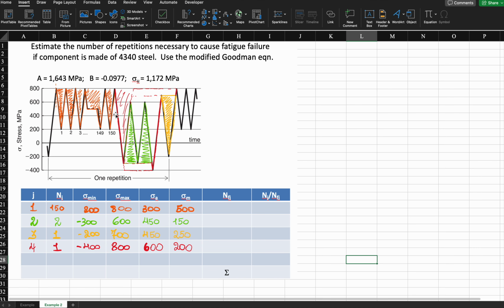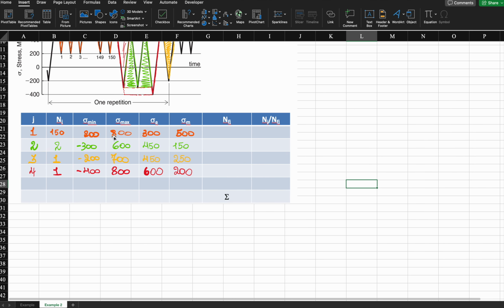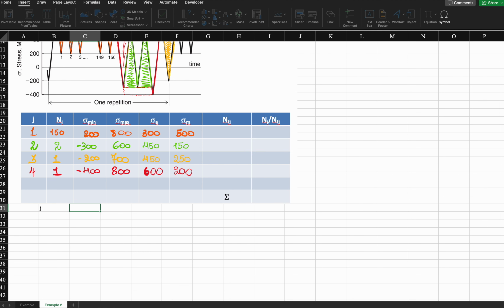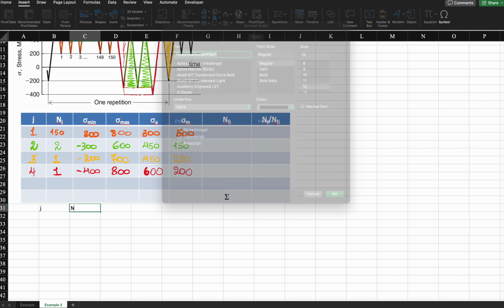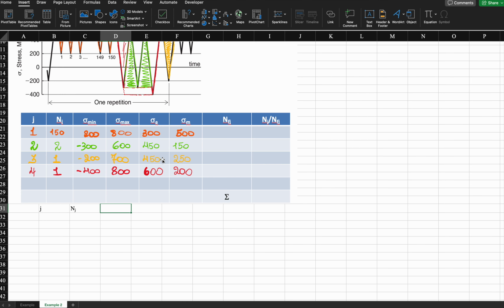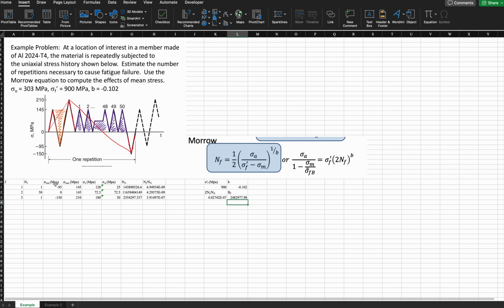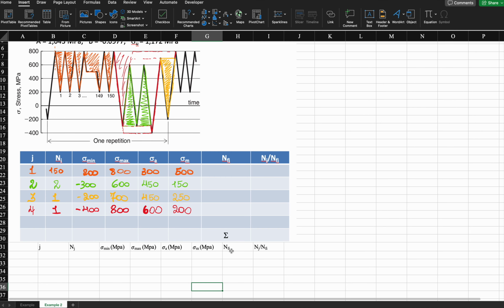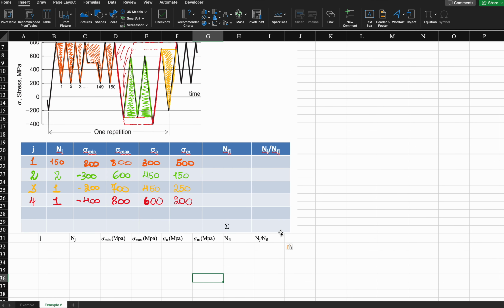Part 2. Now that we counted, we're just going to make this table in Excel. So J, N sub J. I don't know why I wrote B, I just wanted to write J. And then sigma min. I actually have it over here. I'm just going to copy this from here because I was doing another problem earlier. And so I have this whole table. Here's what we're going to do with this table.